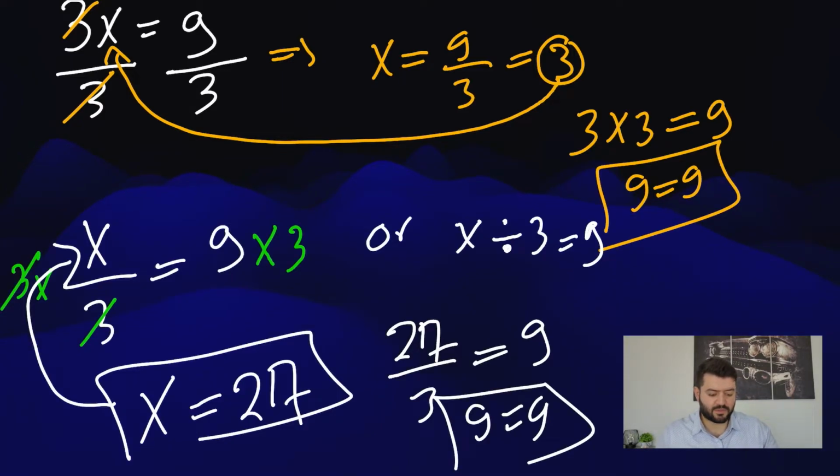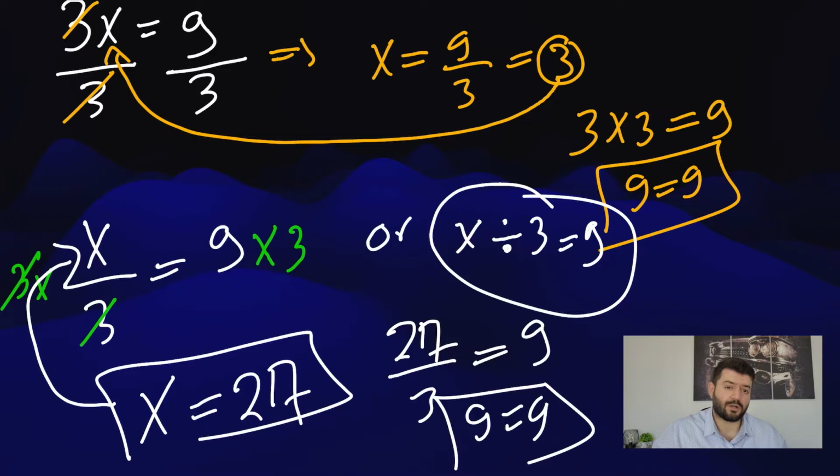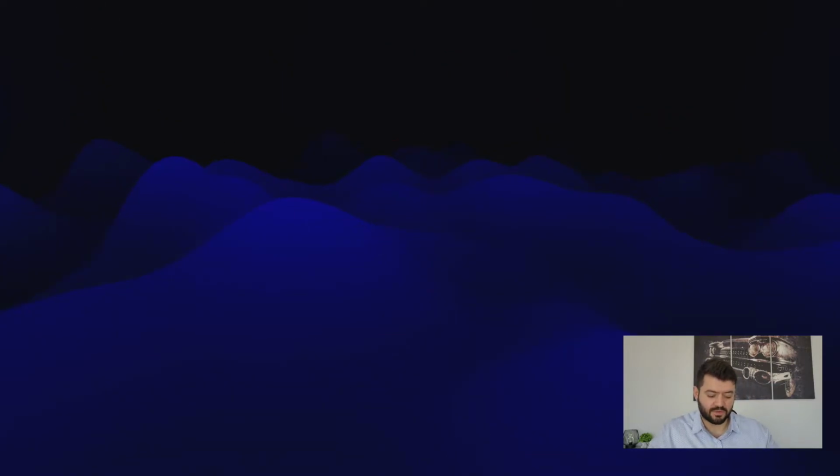And the same applies for this current part as well. X divided by 3 equals to 9, the same application. You multiply both sides by 3, you end up having x equals to 27. Now, let's go through a couple of practice examples. We're going to solve them together.